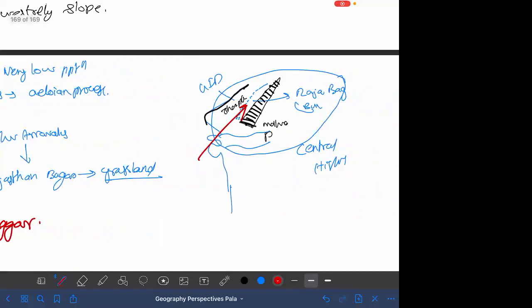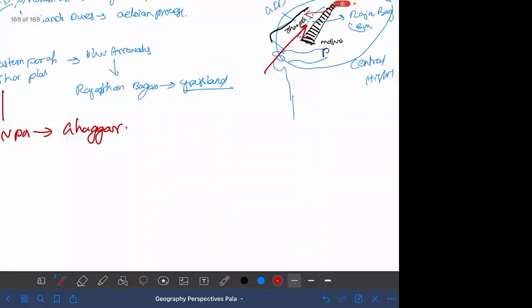Okay, so one more thing we can add here is this Ghaggar, which is coming from this part. So Ghaggar and the mythical Saraswati rivers. So Saraswati has disappeared. The southern part is drained by the Luni river and its tributaries. Okay, so that is about what you call the Central Highlands and the Thar platform.